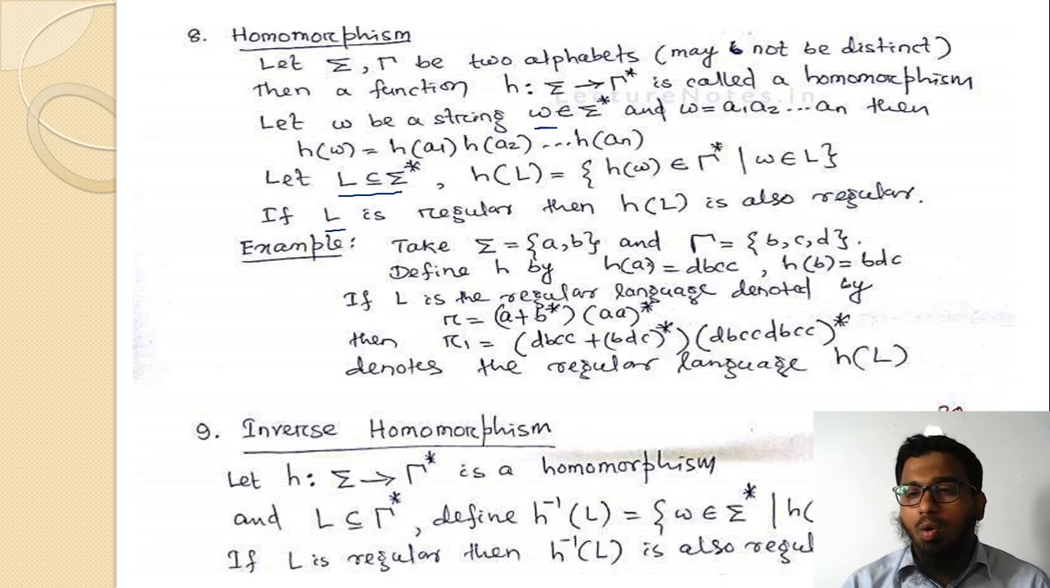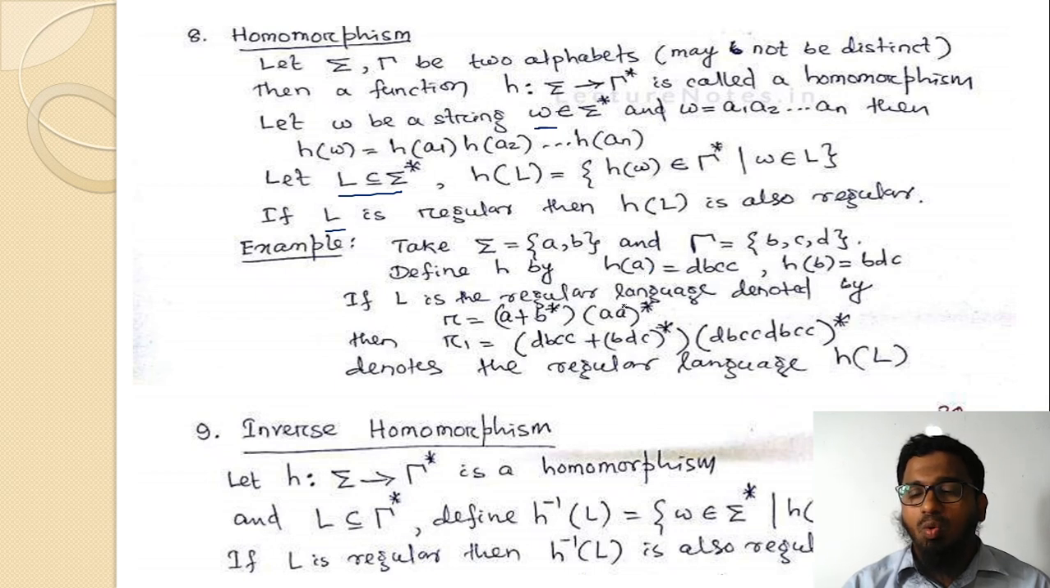Take an example: sigma is a comma b, and the other alphabet is b comma c comma d. Define h by h of a is equal to dbcc, and h of b is equal to bdc. Okay, this is h of a.